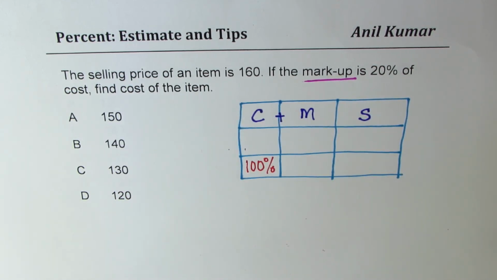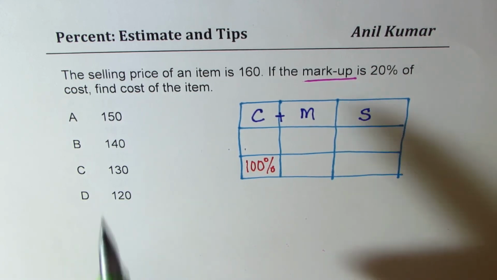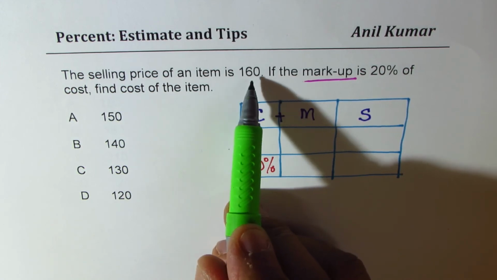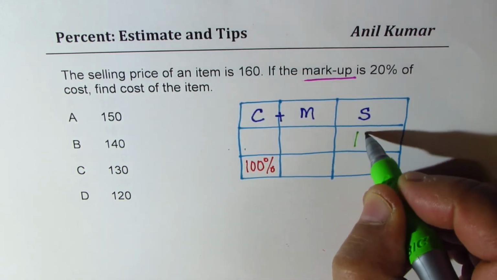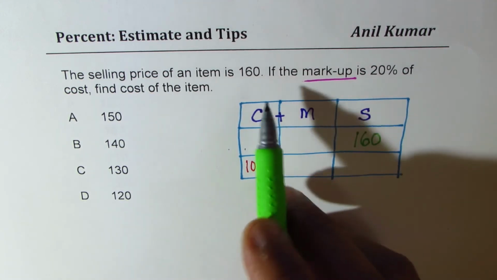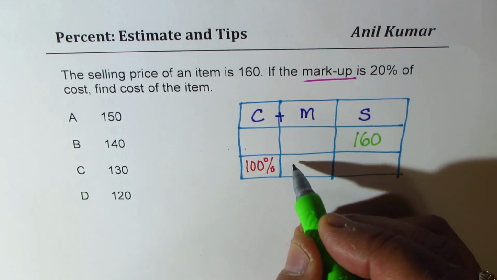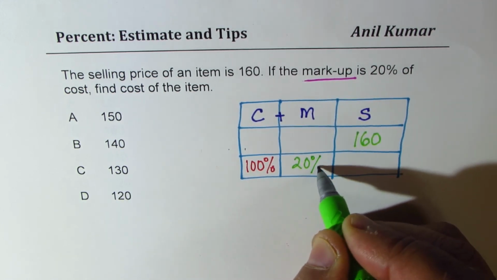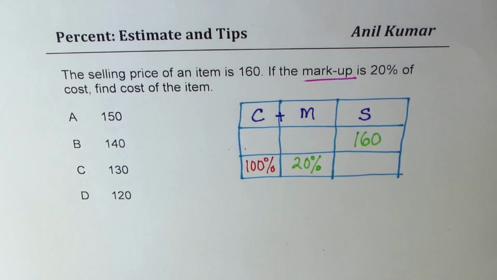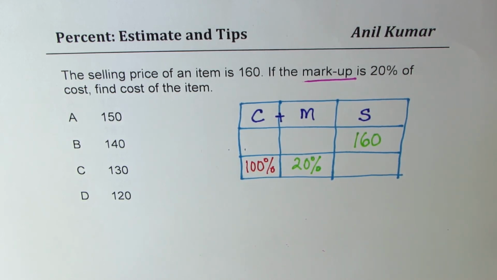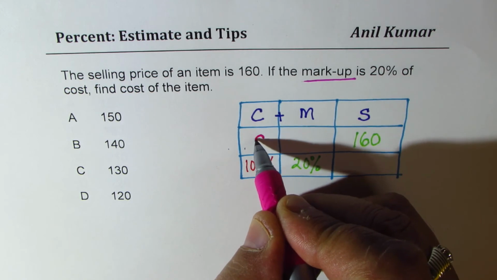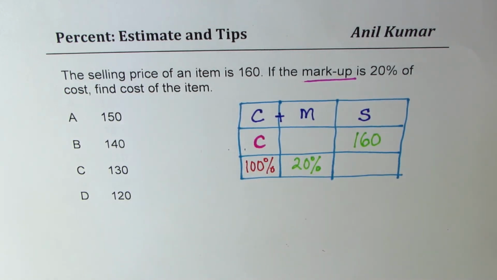In our question, the selling price of an item is 160, so we are given the selling price is 160. If markup is 20% of cost, markup is 20%. That is given to us, right? We need to find the cost price. Cost price we don't know, we need to find it. Let's call it C.